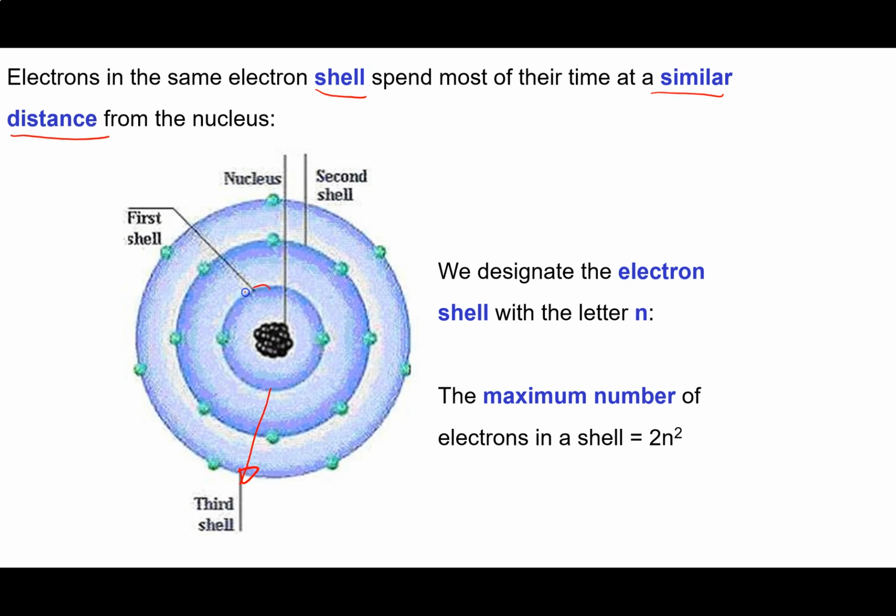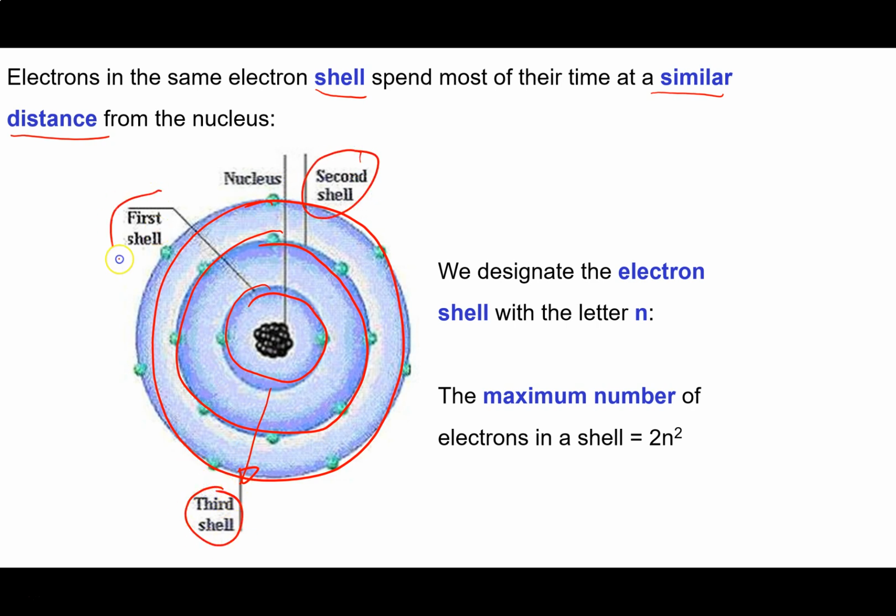Now you can see that these shells get larger in circumference as they get bigger and bigger. And so what that means is that the higher shells can contain more electrons than the smaller ones. So we designate the electron shell with the letter n, and the maximum number of electrons that you can find in any particular shell is just equal to 2n squared.